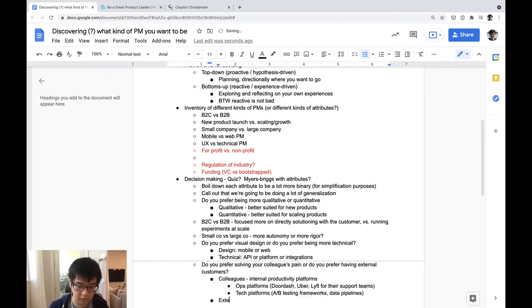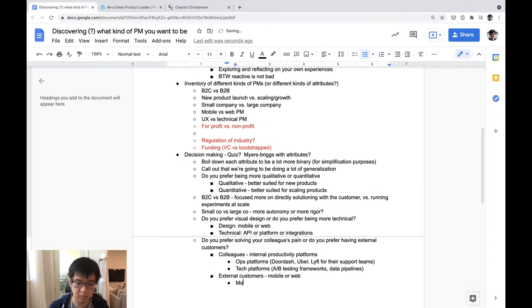And then external customers is going to be more like mobile or web. Mobile is native apps, and web is going to be more like, what is it called, more like e-commerce potentially. I need to go figure out how I want to make this classification. I'm not really a fan of this, so I'm going to work through that a little bit more later.